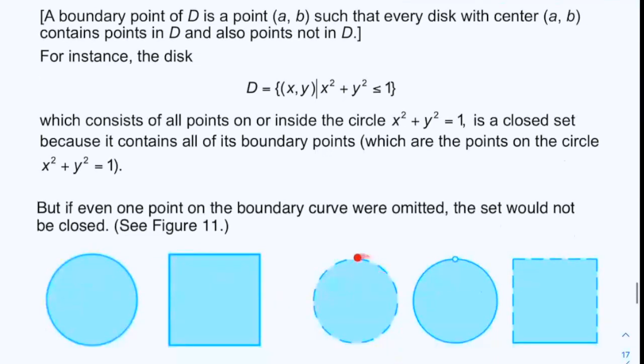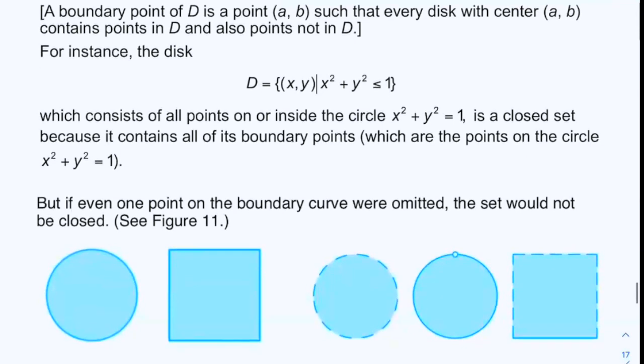This one here is not closed. The boundary here is dashed, so it doesn't include the boundary. This one includes almost all of the boundary except for one single point. It misses one single point, so it is considered not closed. If it misses just one single point, that's not closed. This one here is not closed because it is missing this boundary here. So those are the closed sets.